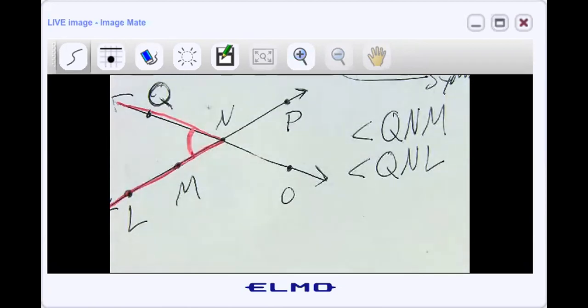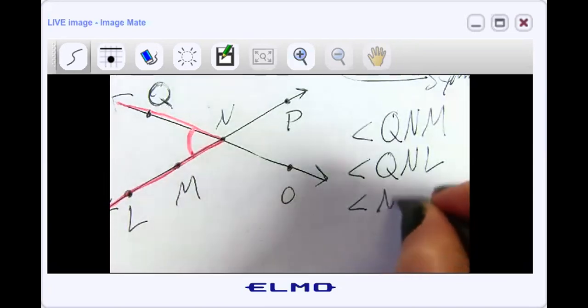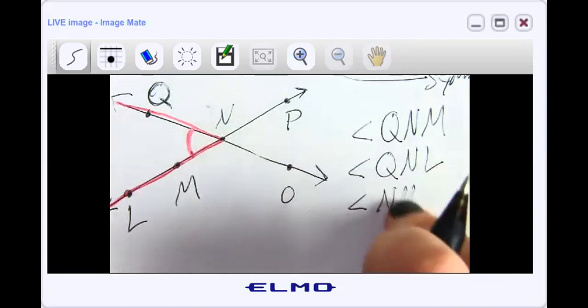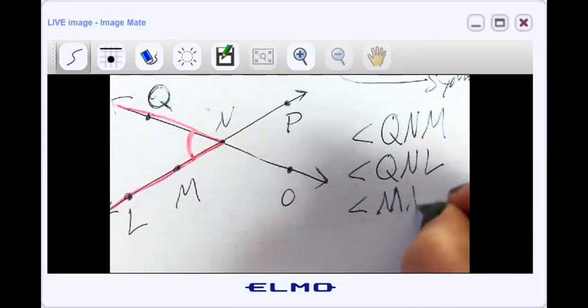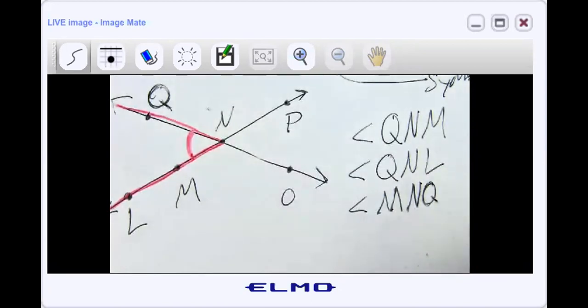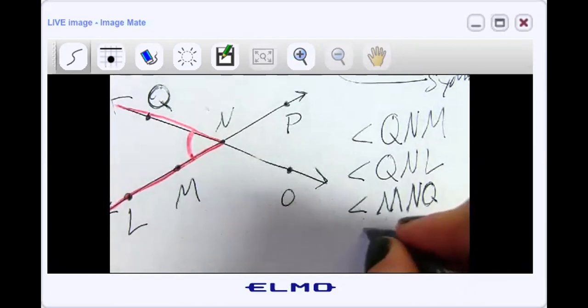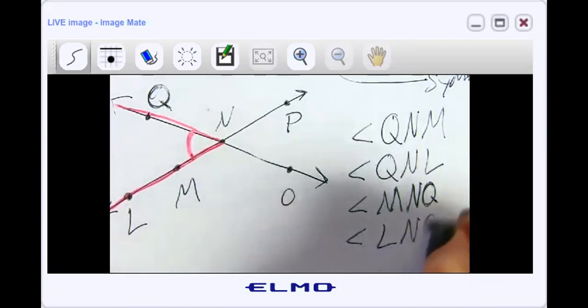Remember that you can go backwards as long as N is still in the middle. M and Q, perfect. M, N, Q. And there's one final way, which is? L and Q. Yes, L, N, Q.